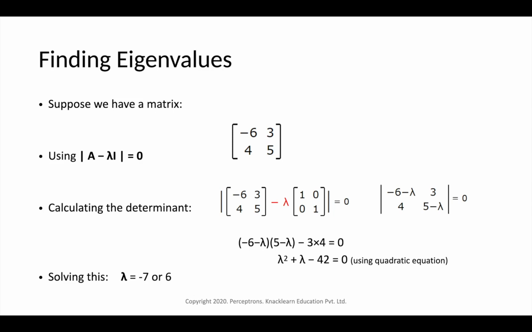So after finding the determinant, that is (−6 − λ)(5 − λ) minus 3 times 4 equals 0. Using the quadratic equation, you can also solve it like this: λ² + λ − 42 = 0. Solving this equation gives us λ as −7 or 6. So here we have two eigenvalues. We can have multiple eigenvalues also, that's not a problem.